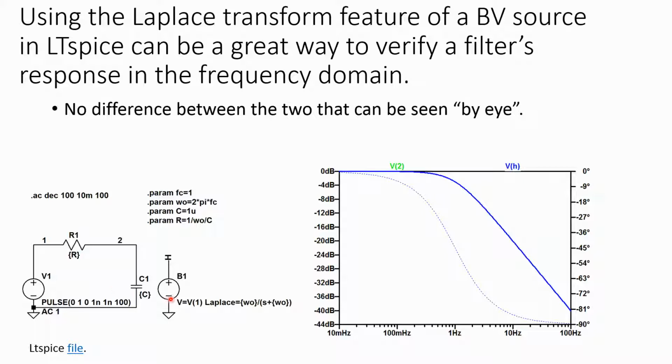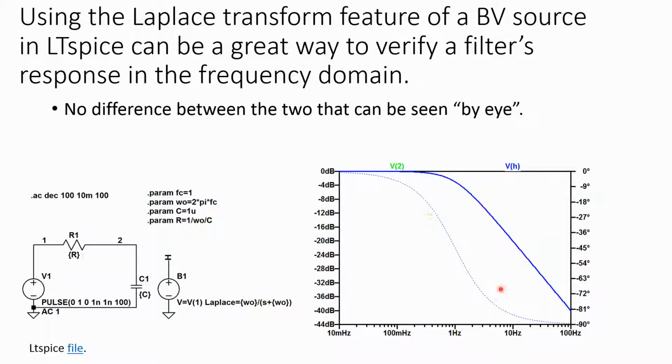We have an RC, and here's a transfer function where the voltage equals something that has an AC source. In this case, it's V1, and then you type out the Laplace transform. Essentially, this is a low-pass filter with, in this case, omega naught equal to 2 pi. And you just type that out.